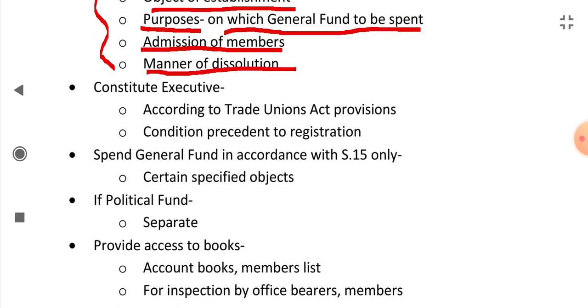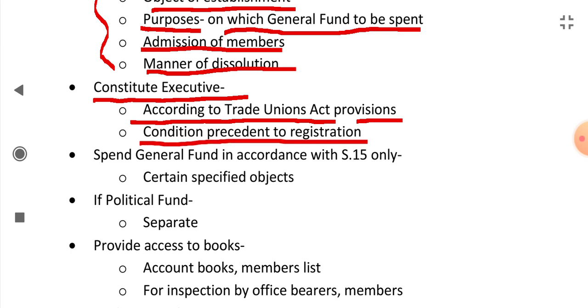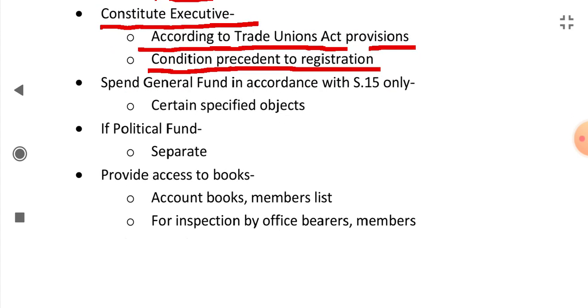Next duty is to constitute an executive. The constitution of executive should be according to trade unions act provisions. Okay, it should be according to the rules and regulations of trade unions act. It is a condition precedent to registration. So the executive should be constituted before registration. It is a precondition to registration.